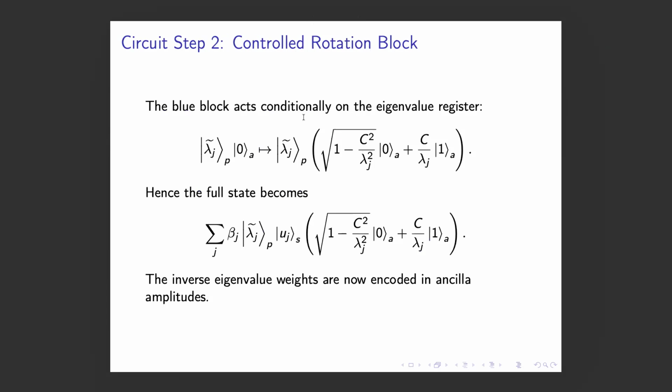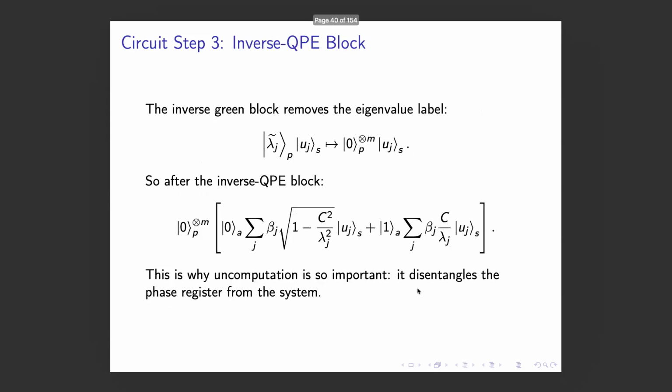And the blue block acts conditionally on the eigenvalue register. So this is the eigenvalue register linked with the ancilla qubit. And then we get this rotation here, where we have a state which is a linear superposition of 0 and 1 for the ancilla. And the full state becomes this one. And the inverse weights are now encoded in the ancilla qubit.